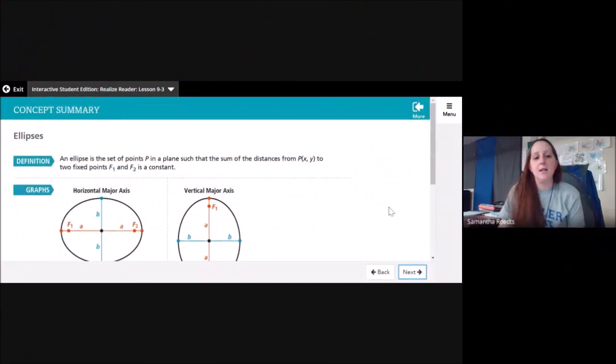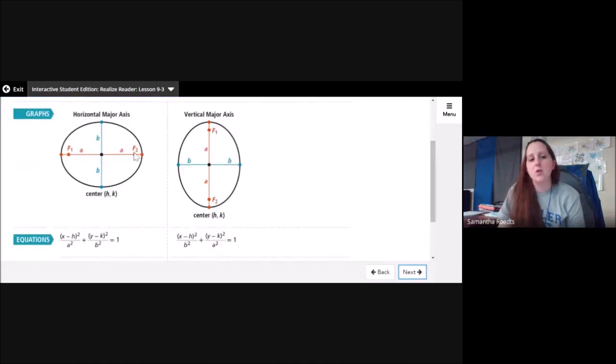Concept summary. Ellipses. Definition. An ellipse is the set of points P in a plane such that the sum of the distances from P(x, y) to two fixed points F sub 1 and F sub 2 is a constant. So I have two graphs. I have a horizontal, which is my major axis, and then my vertical is my minor axis. Or I have a vertical as my major and a horizontal as my minor.